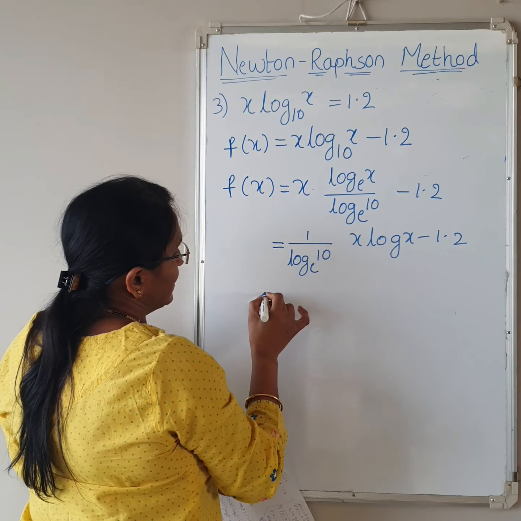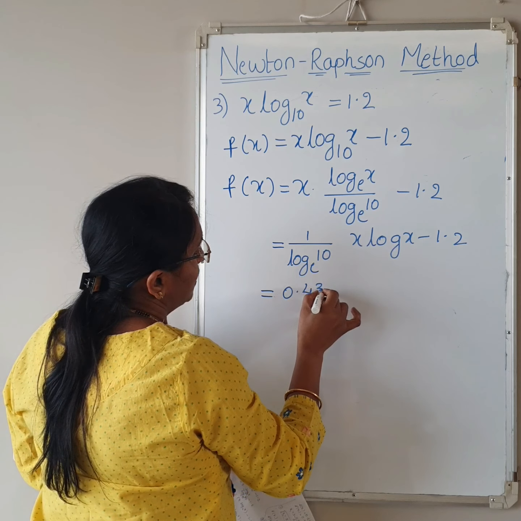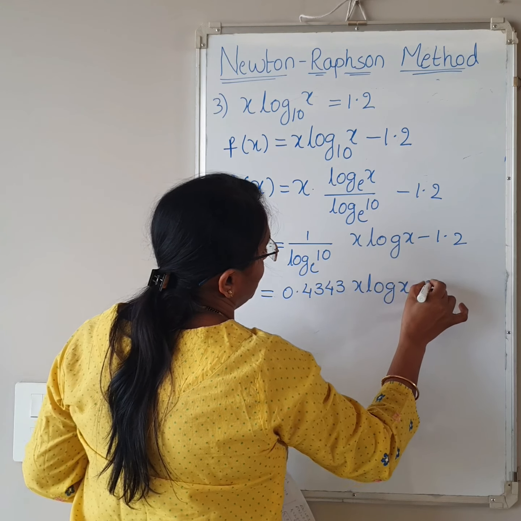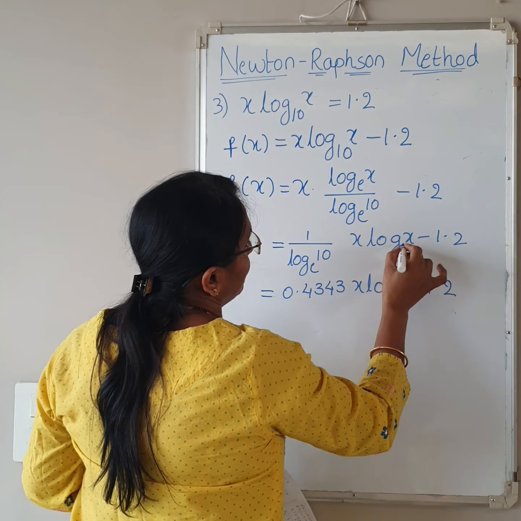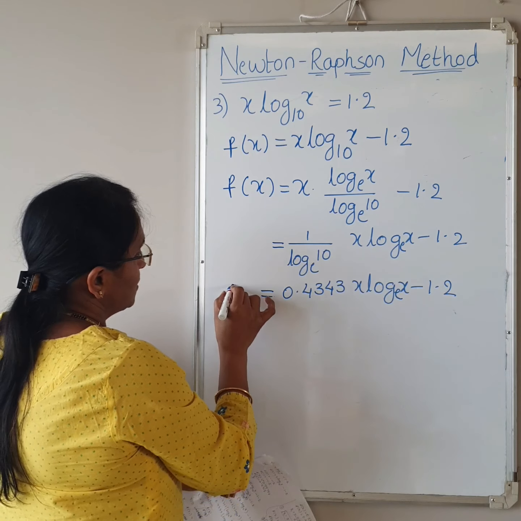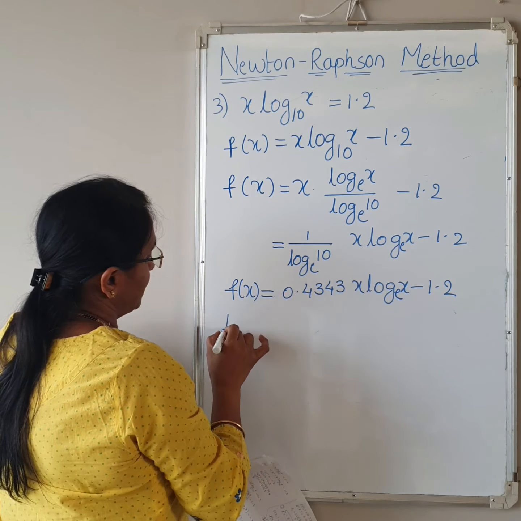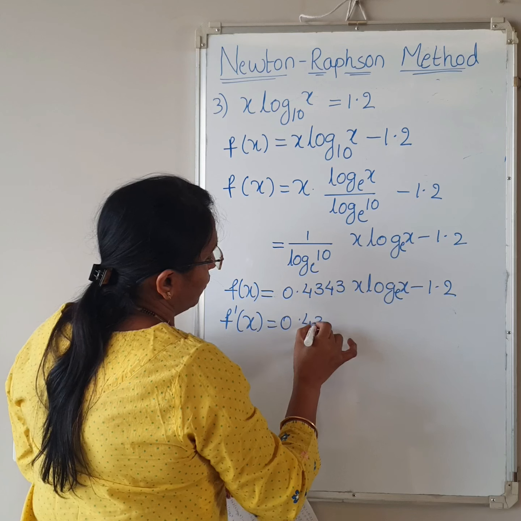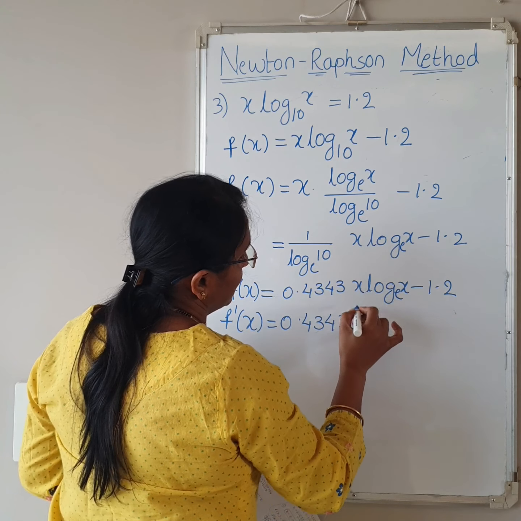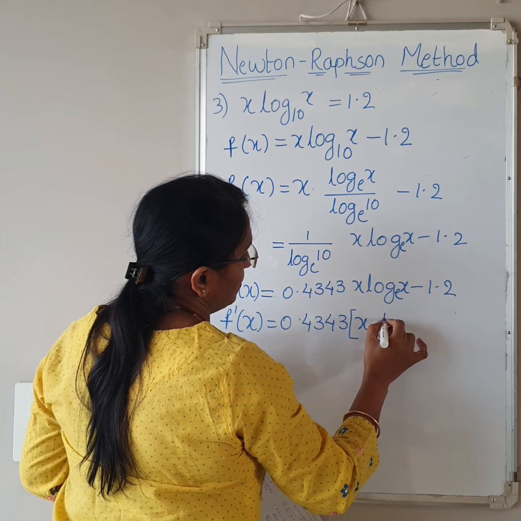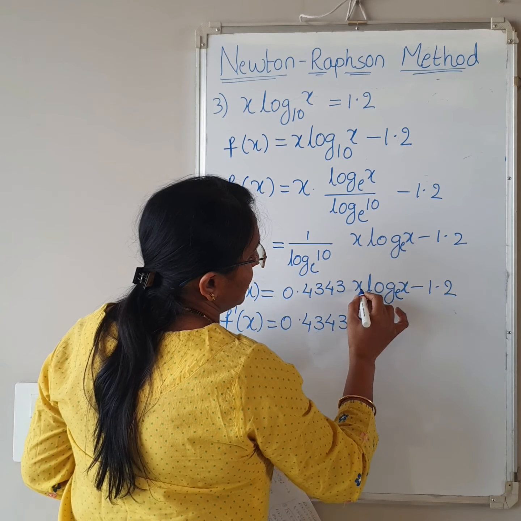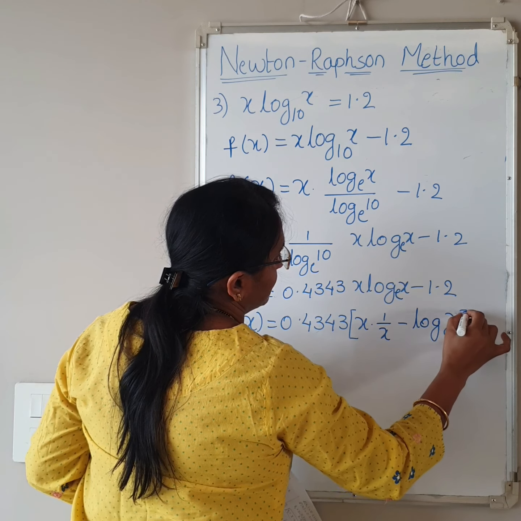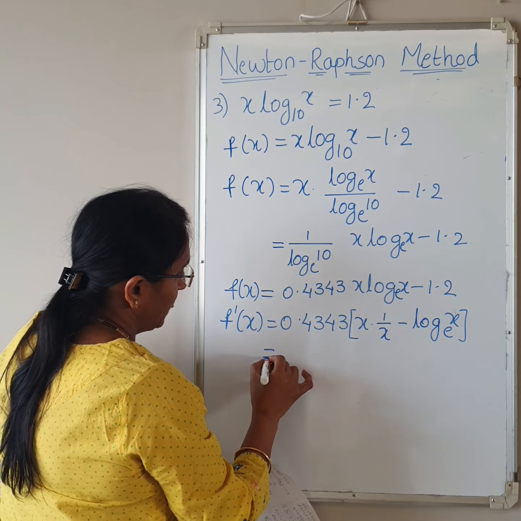So if you calculate this with calci, you get 0.4343 x log x minus 1.2. Now we can find the differentiation. So this is f of x. Now we'll find out f dash x. F dash x is equal to 0.4343. Here we'll apply the product rule. X, differentiation of log x to the base e is 1 by x, minus differentiation of x is 1 times log x to the base e, and minus 1.2, its differentiation is 0.